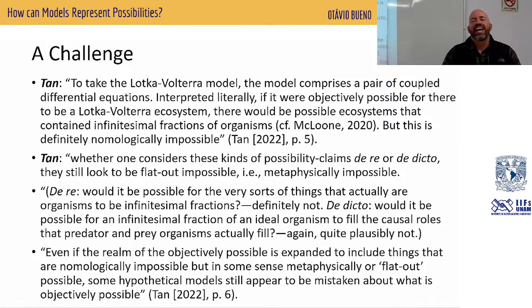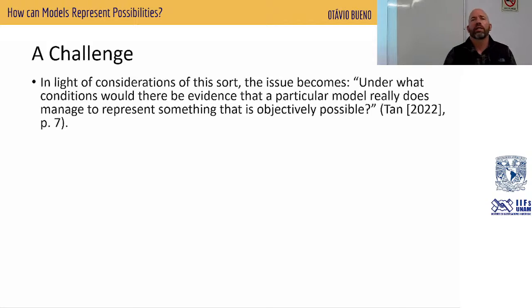Okay. So even if we expand the realm of the objectively possible to include things that are nomologically impossible, but in some sense metaphysically or flat out possible, some hypothetical models still appear to be mistaken about what's objectively possible, right? Because you're recognizing as possible something that clearly is not, right? So there is a problem here. In light of considerations like this, the issue becomes, right?